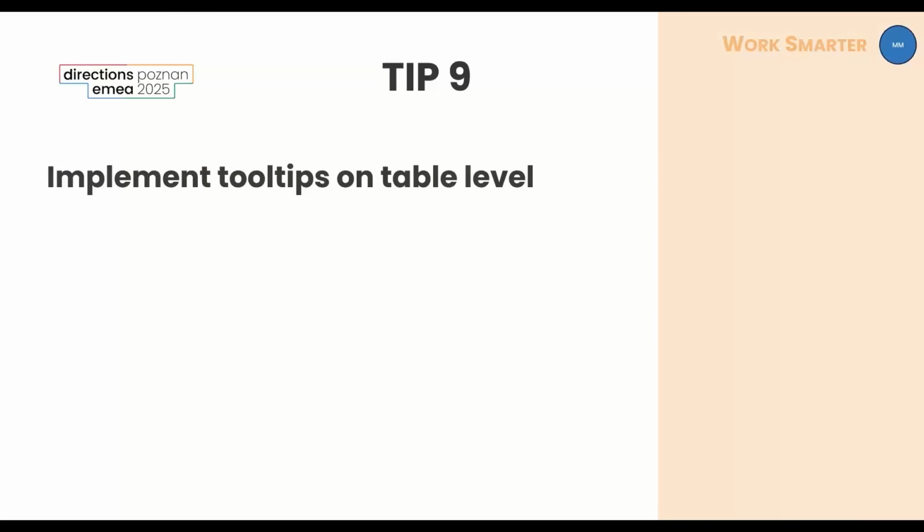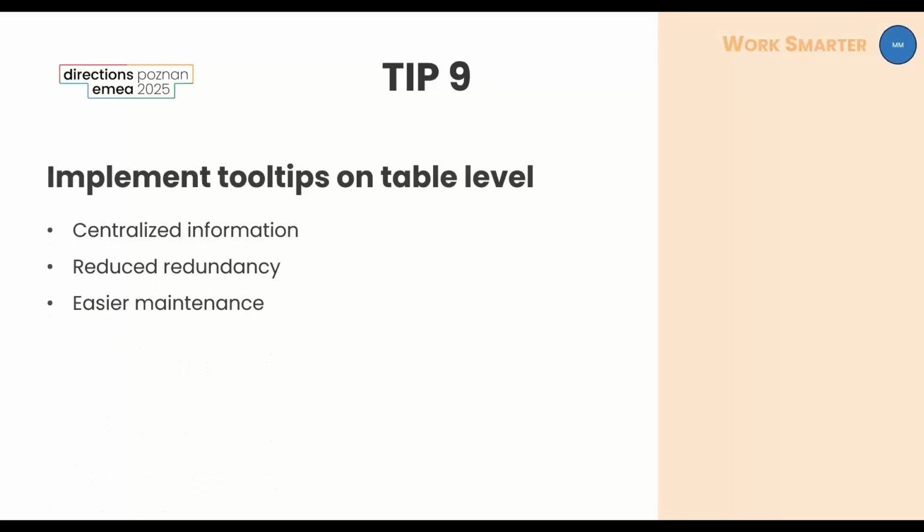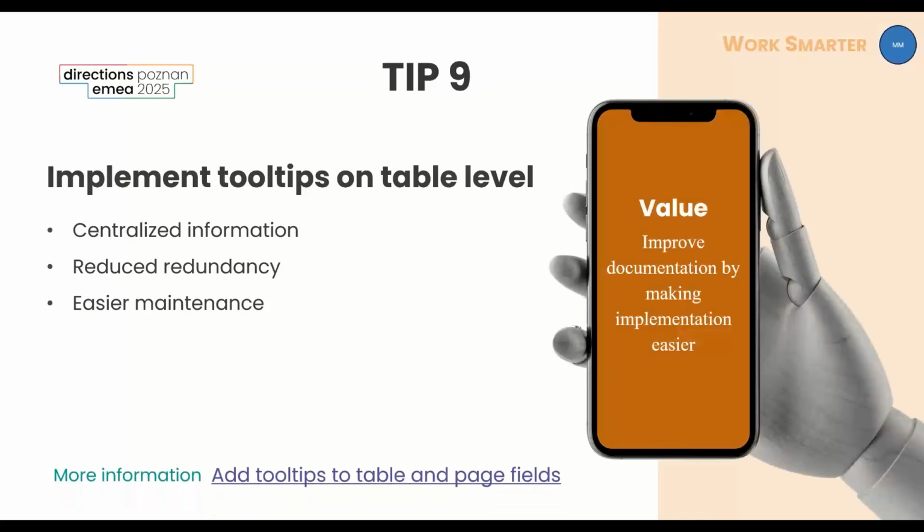Tip number 9 is about implementing tooltips on table level. So the idea is that instead of adding the same tooltips onto multiple pages which are referencing the same table, you can have all of the tooltips defined in one place, and that way you have one centralized place for the information. What is also important here is that, for example, if you want to have some specific page for the same table where you want to put some different tooltips, then you can still put them on the page level, and then they will override on this page the ones from the table.